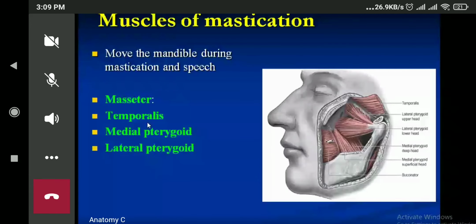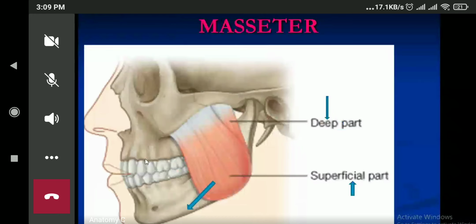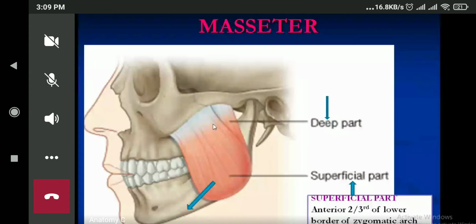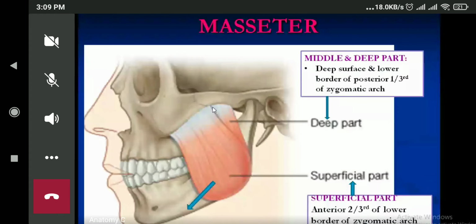Now you can see the two different origins over here: the origin of the superficial part and the origin of the deep part. The superficial part arises from the lower border of the zygomatic arch, the anterior two thirds. The deep part also arises from the zygomatic arch, but from the posterior one third. So when you combine these two, you can say it arises from the lower border and the deep surface of the zygomatic arch. That is the common origin of the masseter, both the deep and the superficial.